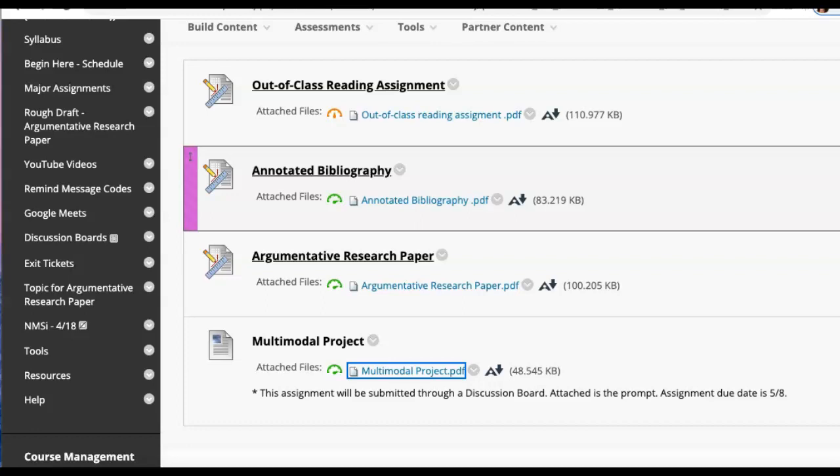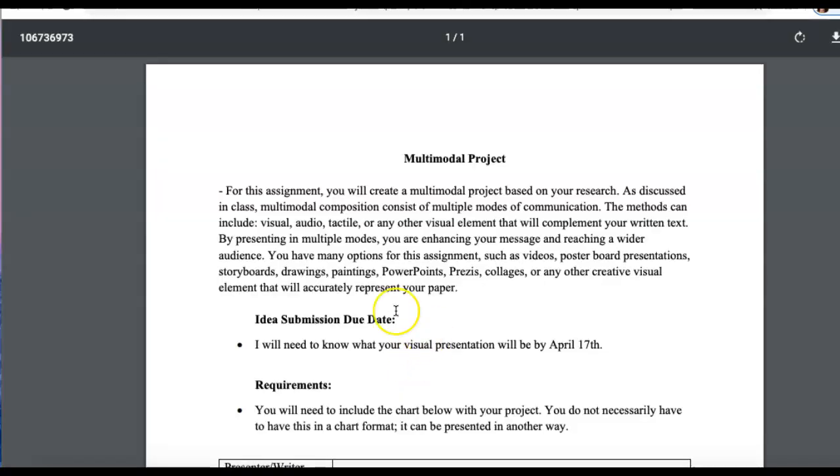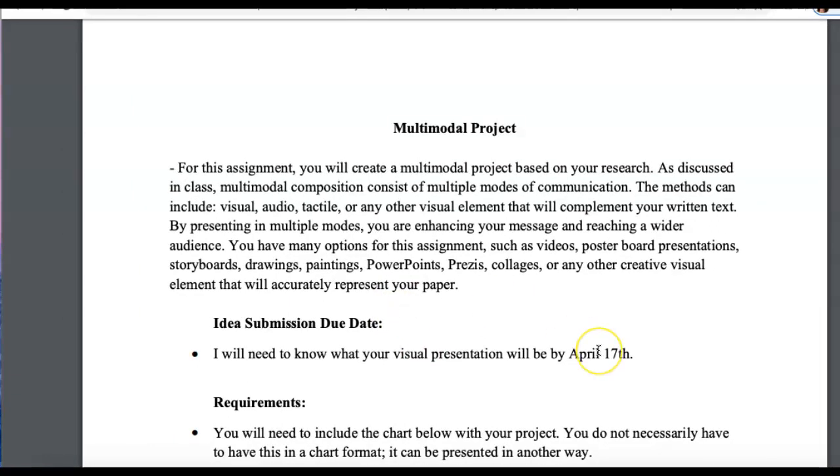I'm going to go over one of your very last assignments in this class, and it is your multimodal project. So I'm going to go ahead, click on this, and go over it with you. For this assignment, you will create a multimodal project based on your research. This is your research paper.